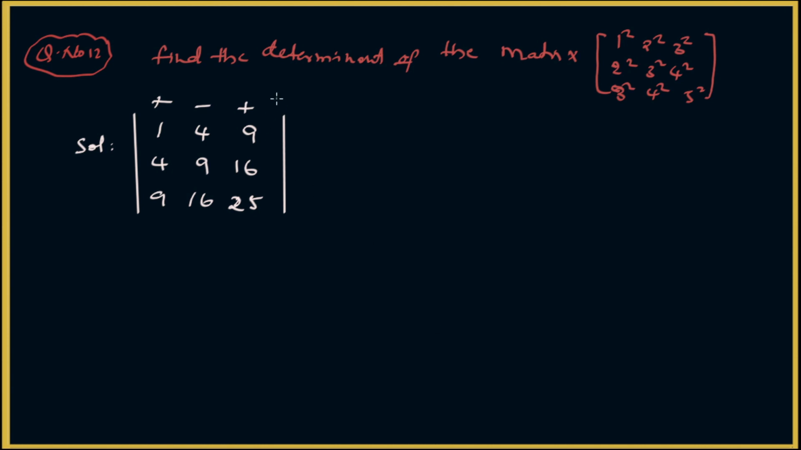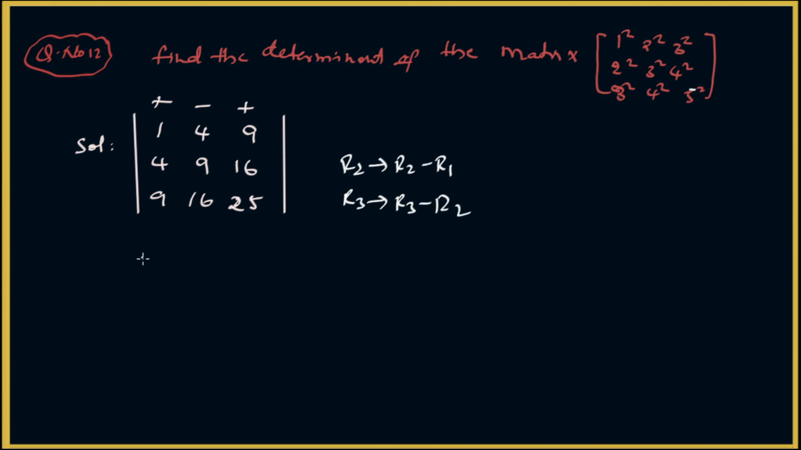Now the next question: find the determinant of the matrix with rows 1 square, 2 square, 3 square; 2 square, 3 square, 4 square; 3 square, 4 square and 5 square. 1 square is 1, 2 square is 4, 3 square is 9; 4, 9, 16; 9, 16, 25. Here we have to find the determinant. Big numbers are there, so a little bit of row operation. R2 changes to R2 minus R1 and R3 changes to R3 minus R2.